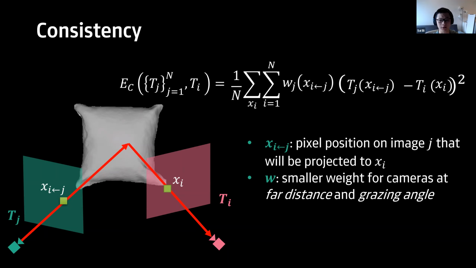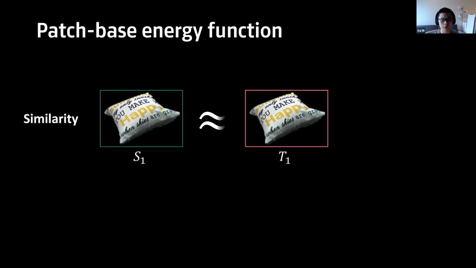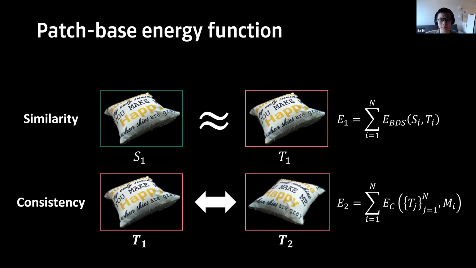For the sake of alternative optimization, we introduce a new variable which stands for the optimal target images at each view. By minimizing this term, we could ensure that all target images are consistent with each other. In summary, our patch-based energy function is as following. The first term is the similarity term. It measures the similarity between source images and target images. And the second term is the consistency term, which measures the difference between target images. The final energy function is the weighted average of these two terms.